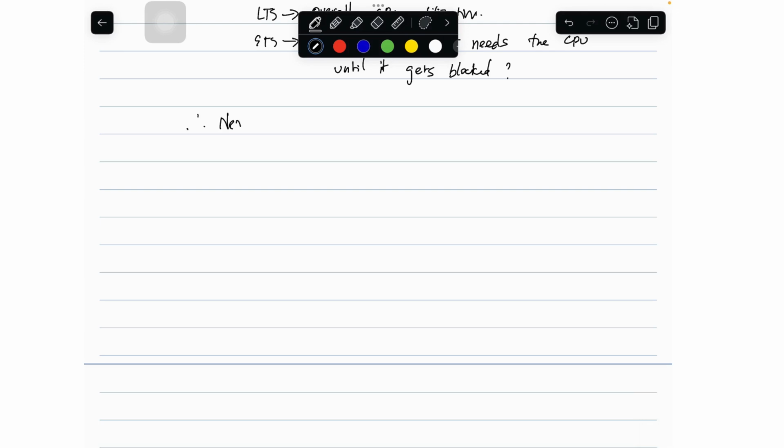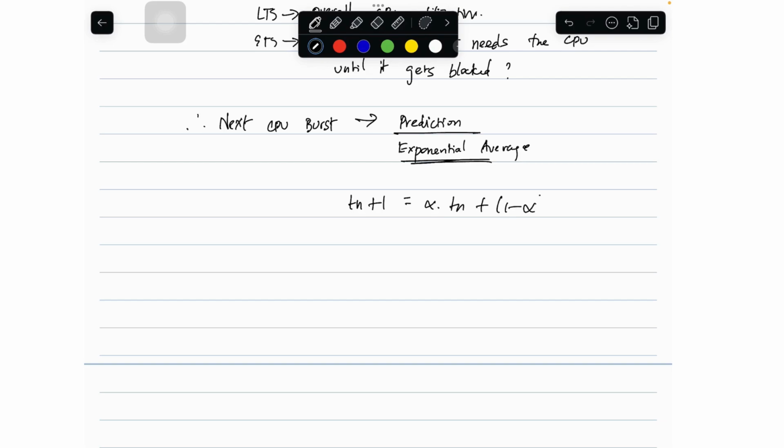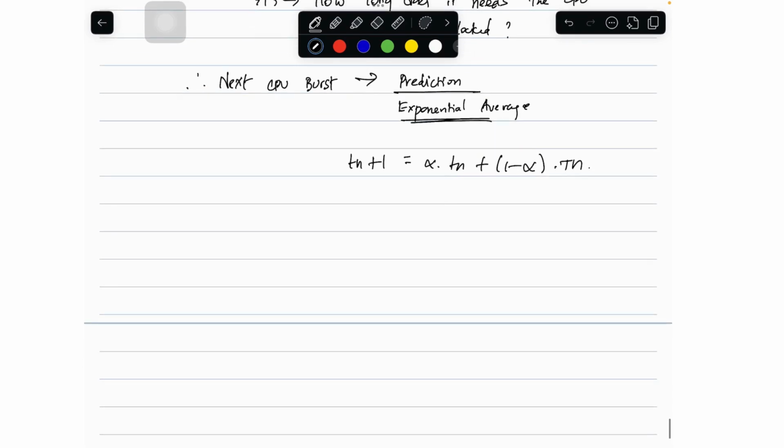There's a workaround for this. We can predict the next CPU burst time. So there's a formula to predict. This is not an actual prediction, it's just an approximation, okay? It's called exponential average. Tn+1 = alpha * Tn + (1 - alpha) * tn.